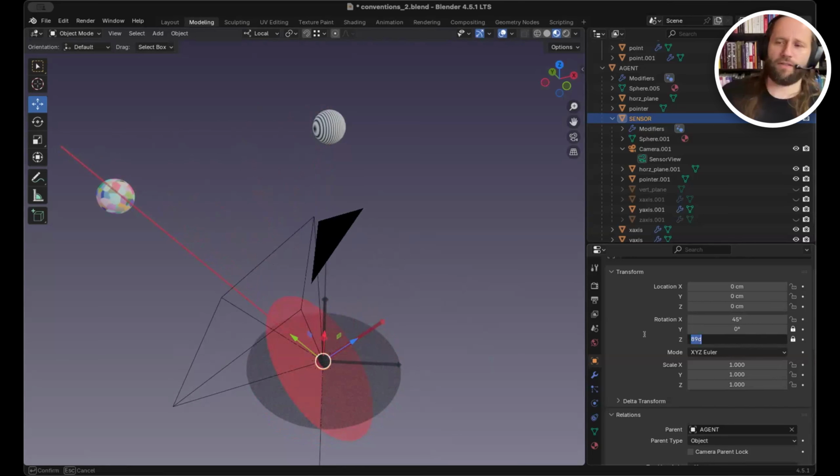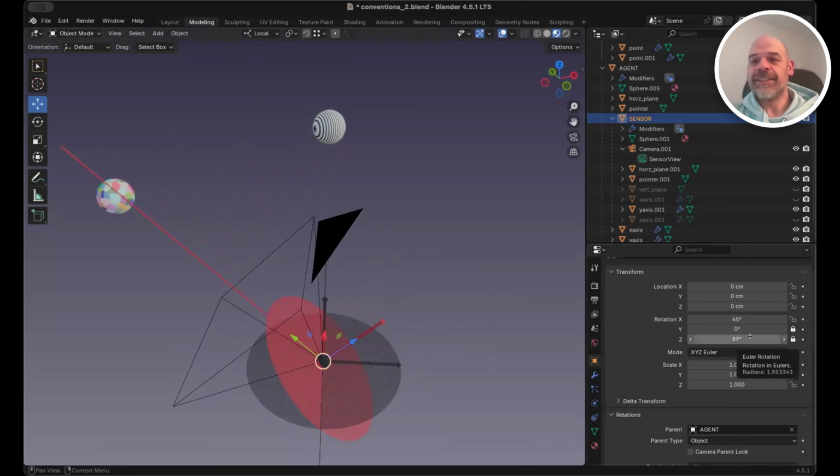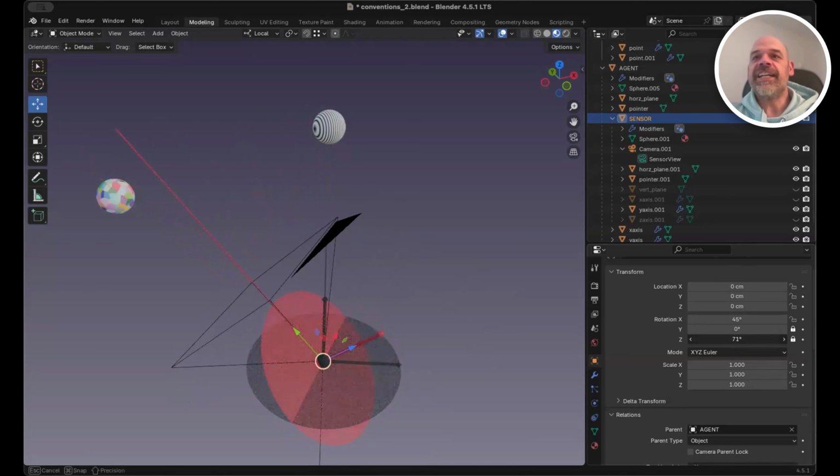When you said you're doing it wrong, are you saying you're yawing the sensor instead of the agent on purpose? Yes. Okay, got it. I'm trying to show what a mistake that could be made here. All right, so okay, I go, okay, great. 90 degrees would get me there.